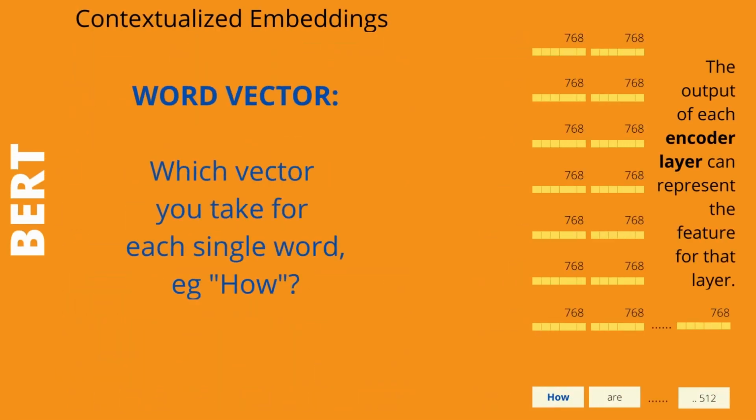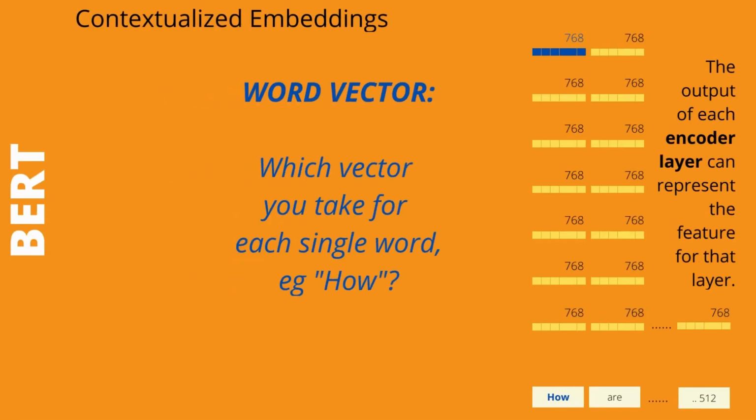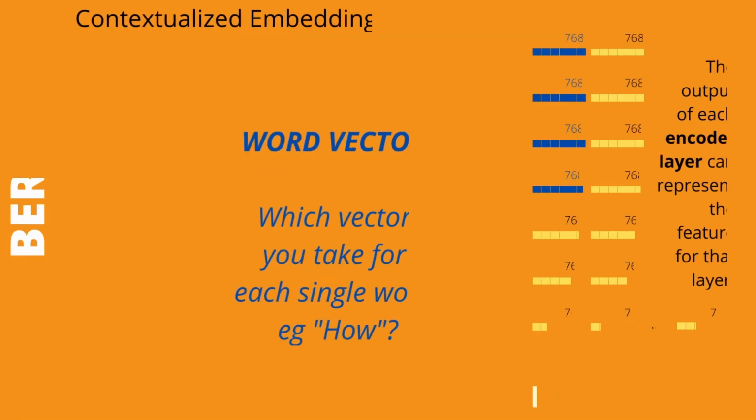And now we are in front of the big question: which of those 12 768-dimensional vectors do we take for a single word? Let's say our word is how, the first word in our sentence. And you might say, hey, of course, I take the output of the last encoder layer. This is my 768-dimensional vector representation of the word embedding. And it is not a static word embedding, but a contextualized embedding because we have the self-attention mechanism in BERT.